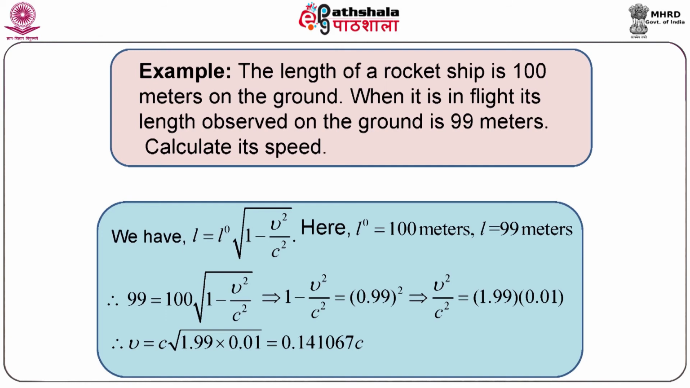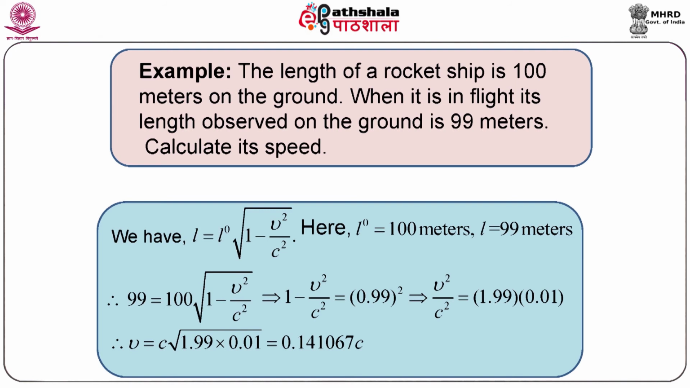Here L0 is 100 meter. The length of the rocket ship is 100 meter on the ground. From this we get it. When it is in flight, its length observed on the ground is 99 meter. So, L is equal to 99 meters. Please look here, the length has been contracted. Here 100 meter, here 99 meter. It appears to be contracted. Substituting these two here, we get this result.